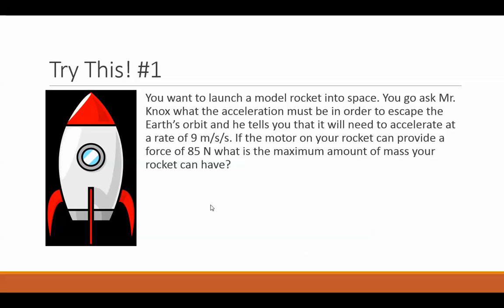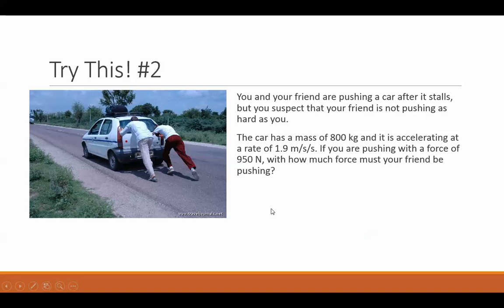And if that one is too easy for you, when you're done, I want you to try this question. So I'm assuming if you're looking at this question, you've already tried the first one and checked your answer. For this one, you and your friend are pushing a car, but you think that maybe your friend is slacking off and he's not pushing as hard as you are. You know the mass of the car is 800 kilograms, and you know that the car is speeding up as you and your friend push at this rate, 1.9 meters per second per second. And you know how much you're pushing with. Let's say you're pushing with 950. I want you to figure out how you're going to find out how much force your friend is pushing with, and here's how you're going to do it.